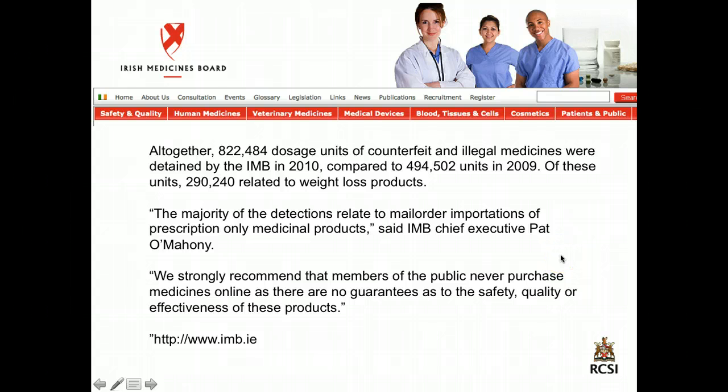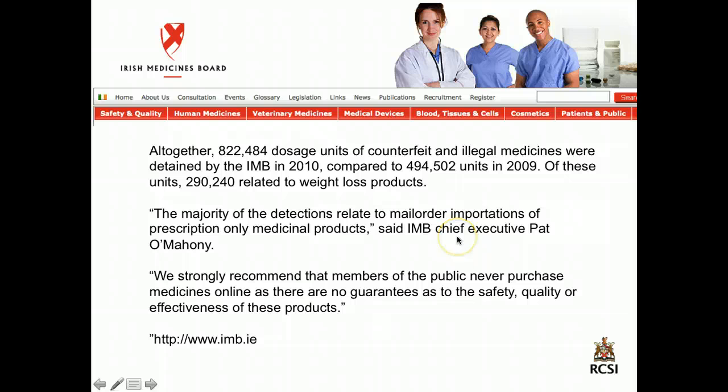That means they were stopped at the point of entry by the post office and the police, and that's almost doubled in a year. And as you can see, of that 820,000, close to 300,000 were to do with weight loss. So we're back in that murky area that I started the lecture with, about where people go, where the money is being made online.